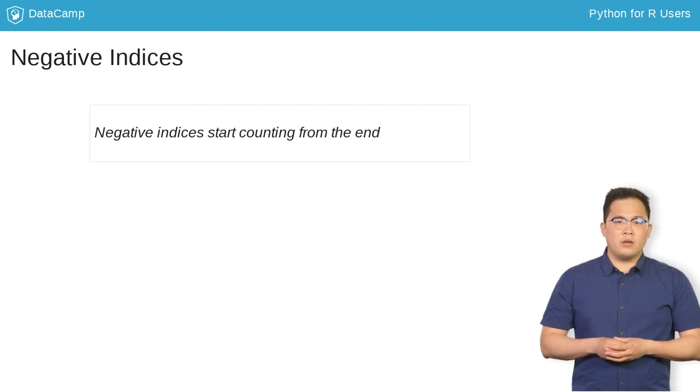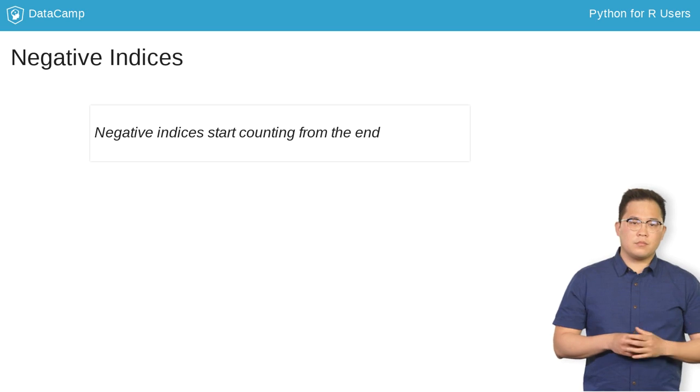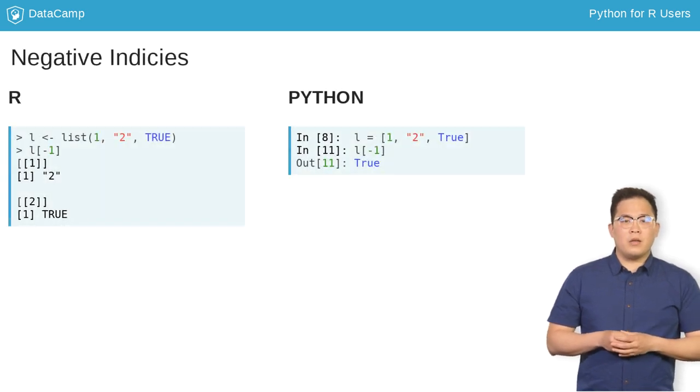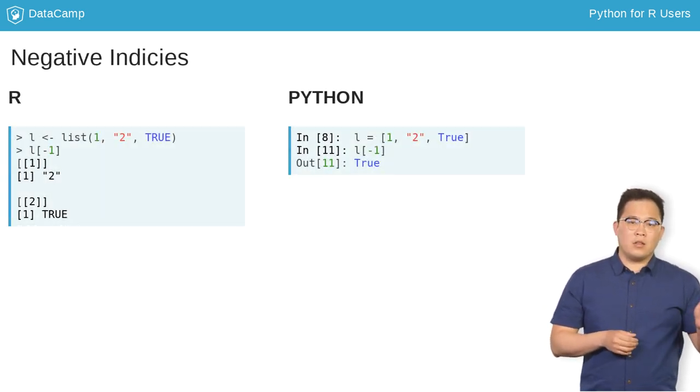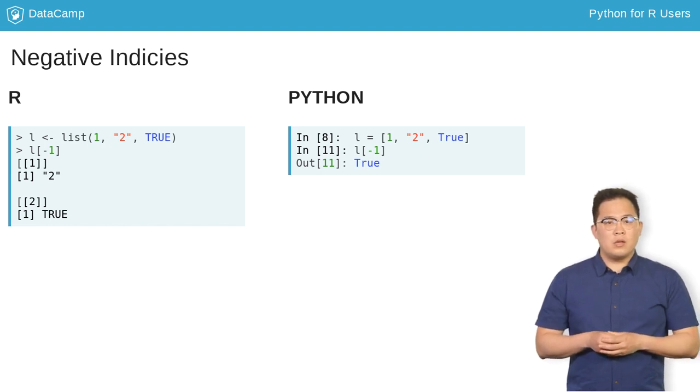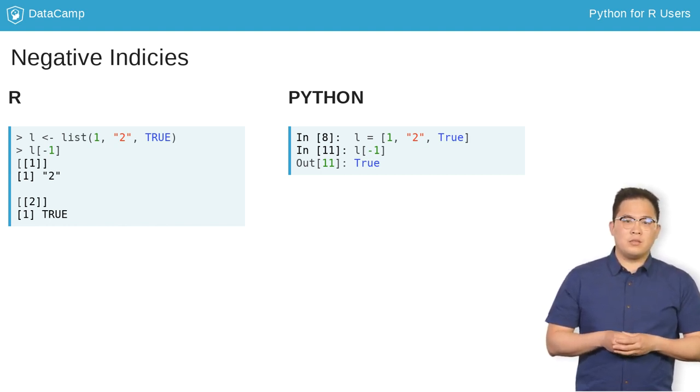Another difference in Python is using negative indices to select elements from the end. So in Python, -1 selects the last element in the list, -2 selects the penultimate element in the list, and so on.